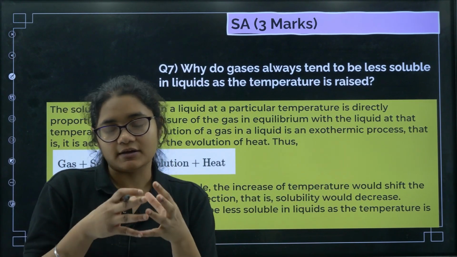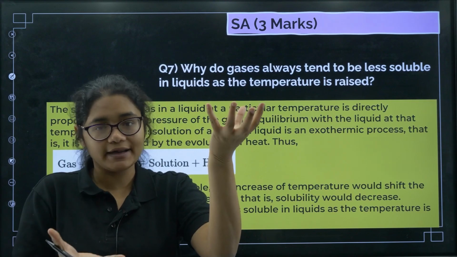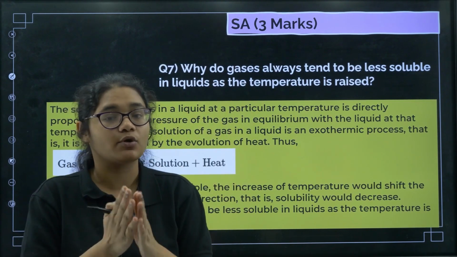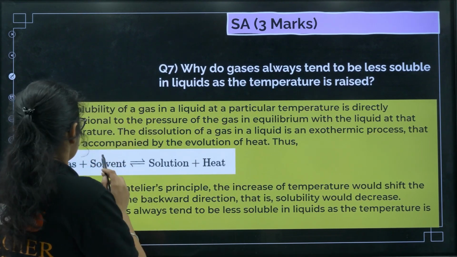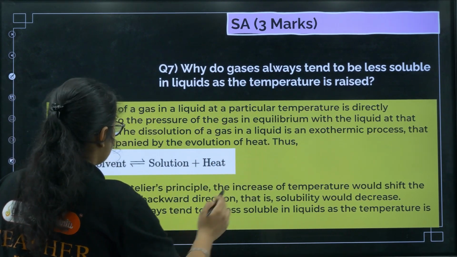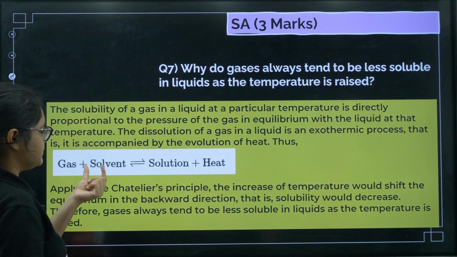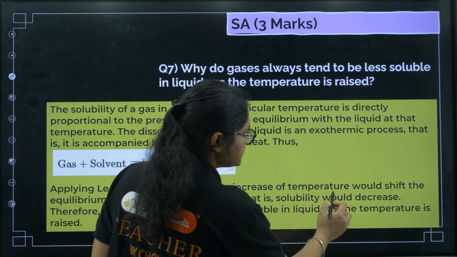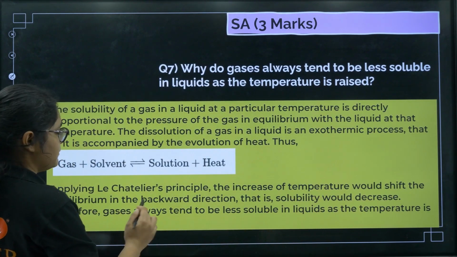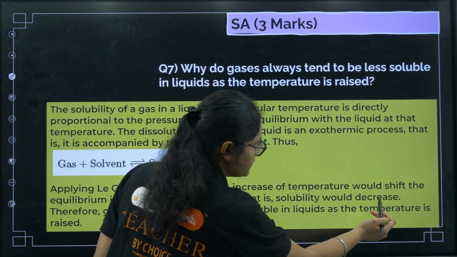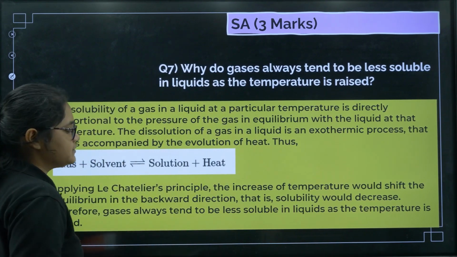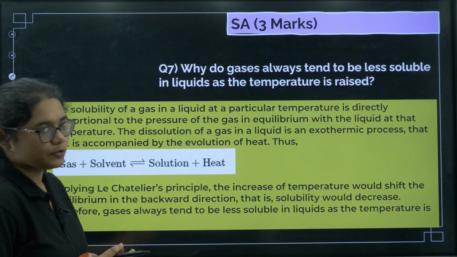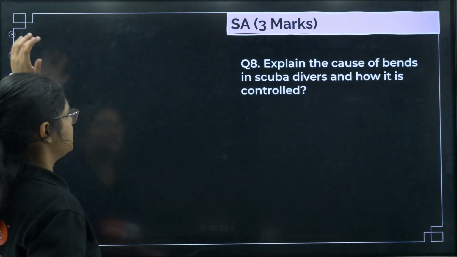The dissolution of a solid in a liquid can be exothermic or endothermic, but the dissolution of a gas in a liquid is always exothermic. Okay, so it is accompanied by the evolution of heat. Thus the equilibrium is like this: gas plus solvent gives solution plus heat. Now according to Le Chatelier's principle, the increase in temperature would shift the equilibrium in the backward direction, that is, the solubility would decrease. Therefore gases always tend to be less soluble in liquid as the temperature is raised. Okay, you can write down this answer, very well written, like this you can present.